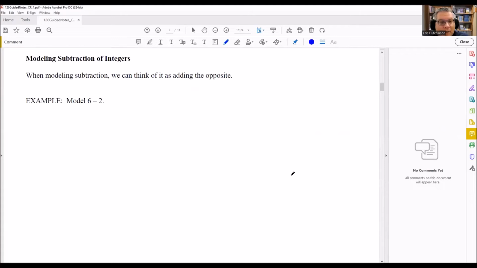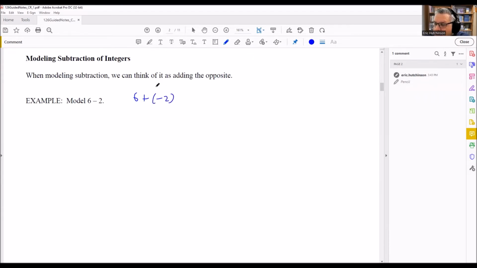Next, we're going to talk about modeling subtraction of integers. When we think of subtraction, we're going to think of this as adding the opposite. So as it says here, adding the opposite. For instance, if we want to model 6 minus 2, it's the same thing as 6 plus -2.